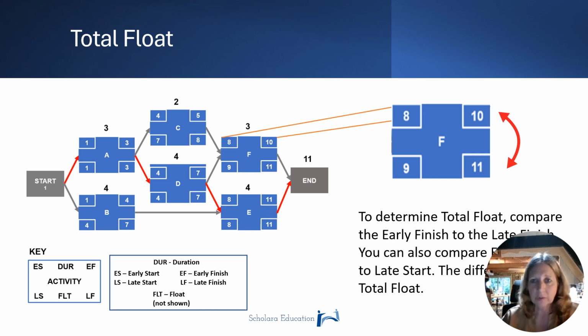So how do we determine float? Well, first we do a forward pass from left to right to determine the early start and early finish dates of our activities. Then we do a backward pass from right to left to determine the late start and late finish dates of our activities. When presented with a diagram like this, calculating total float is simple. You simply compare the difference between the early and late finishes or the early and late start dates. Either will give you total float. So for activity F, we would compare 10 to 11 or 8 to 9 and see that activity F has a total of 1 unit of float.